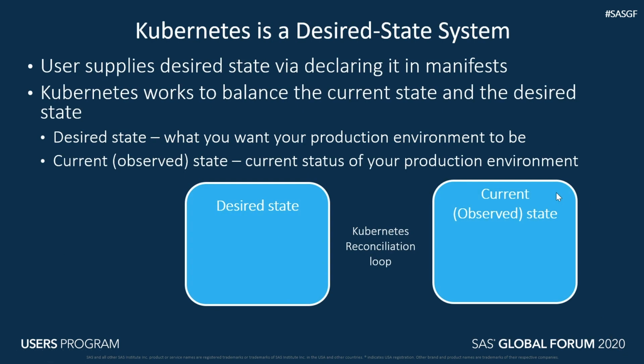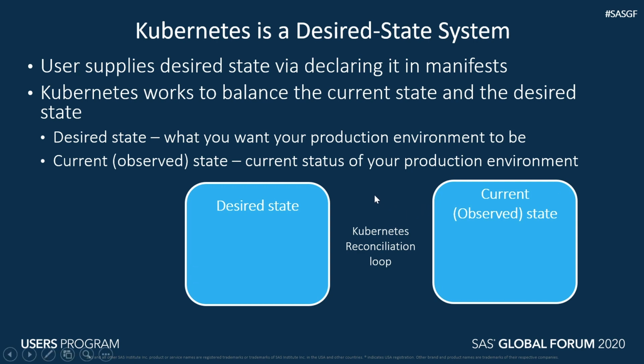So a little bit more about this to kind of get it fixed in your mind. Kubernetes is a desired state system. The user supplies that desired state, be it declaring it in manifest or YAML files. Kubernetes then works to balance the current state and the requested state. So it's trying to take what you've asked for in those YAML files and make sure that it happens and is set up and running in the Kubernetes cluster. So desired state is what you want your production environment to be like. The current observed state is the current status of your environment.